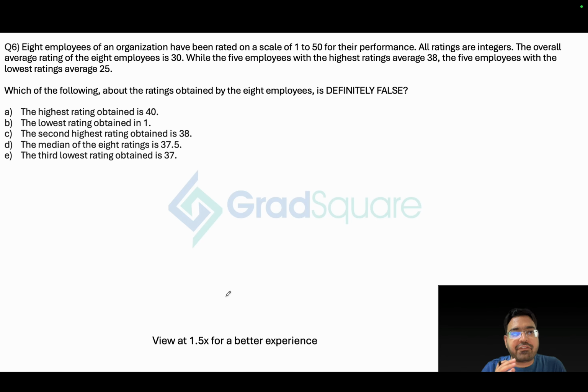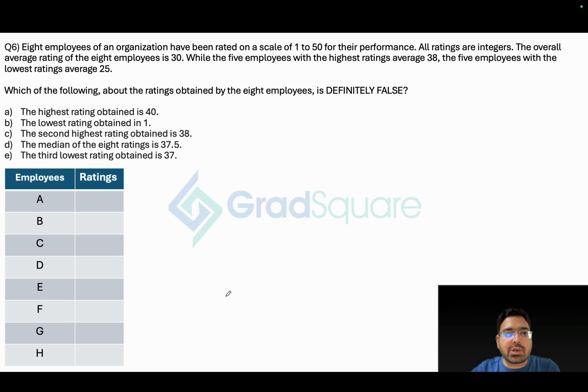Let's look at this one, a very interesting problem. It says 8 employees of an organization have been rated on a scale of 1 to 50 for their performance. All ratings are integers, very clearly given to you, so there is no non-integer rating. The rating has to be from 1 all the way up to 50. In total there are 8 employees.